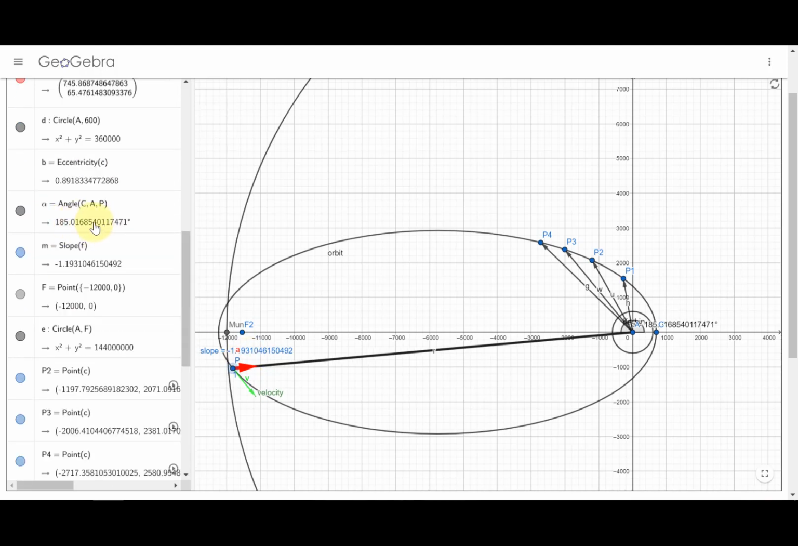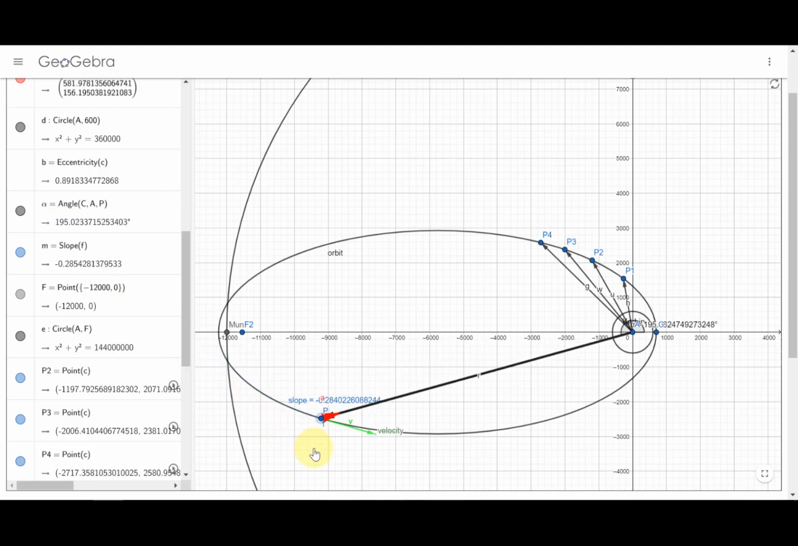Here's my true anomaly right there, that 185 degrees. So as it goes from about 200, or actually it was 205, to 206, that little bit right there is the same as traveling from 100 to 120. The area right here from 100 to 120 is the same as this area from 205 to 206, and that takes the same amount of time. So it's traveling much slower at this point in the orbit.